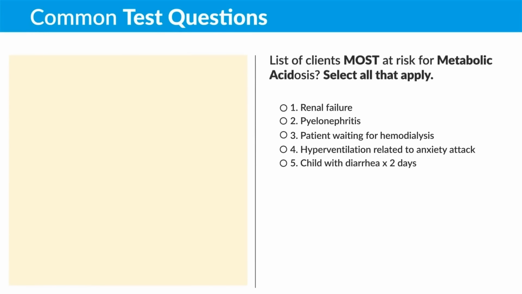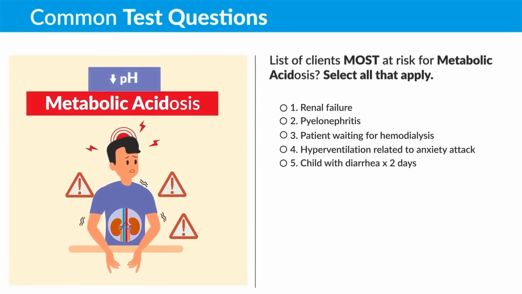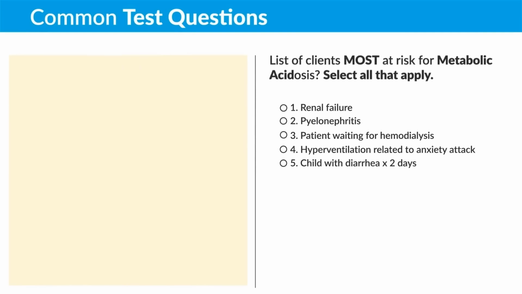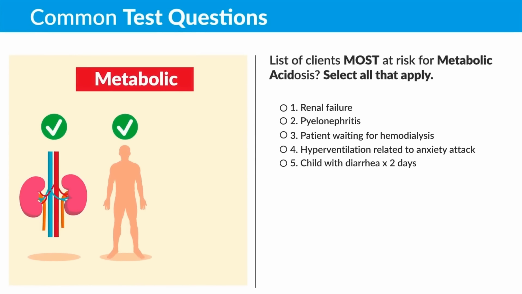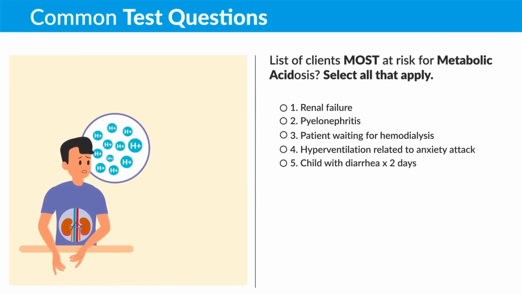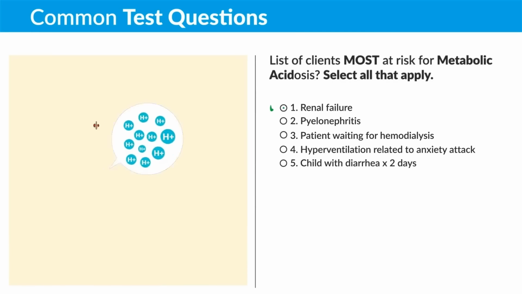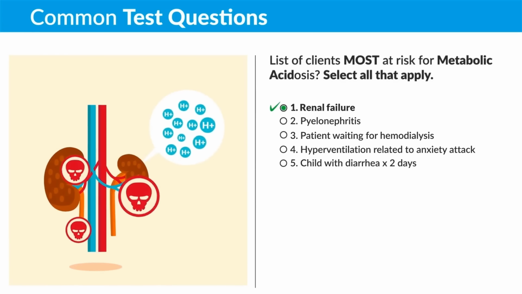Now a common test question asks about a list of clients most at risk for metabolic acidosis. So just think here. Metabolic means the kidneys and body, not the lungs here. So anyone with more acid in the body and not in the potty. So option number 1, renal failure. Well, think, are the kidneys broken here? Yes. Well, that means we retain more waste and retain hydrogen ions, that acid.